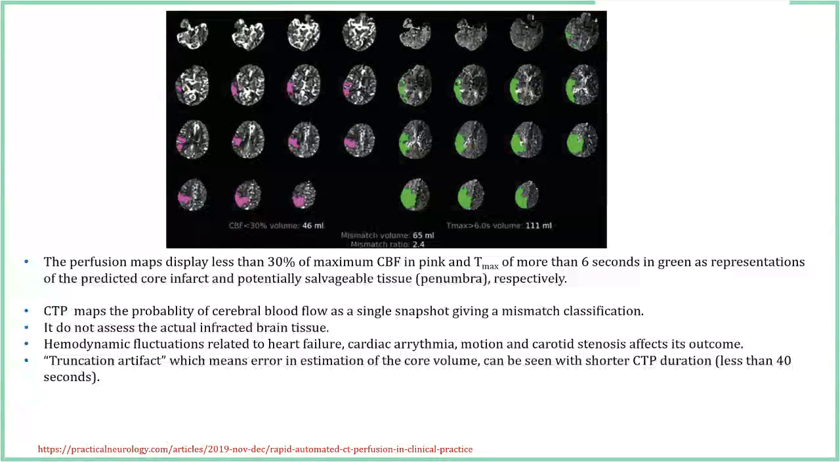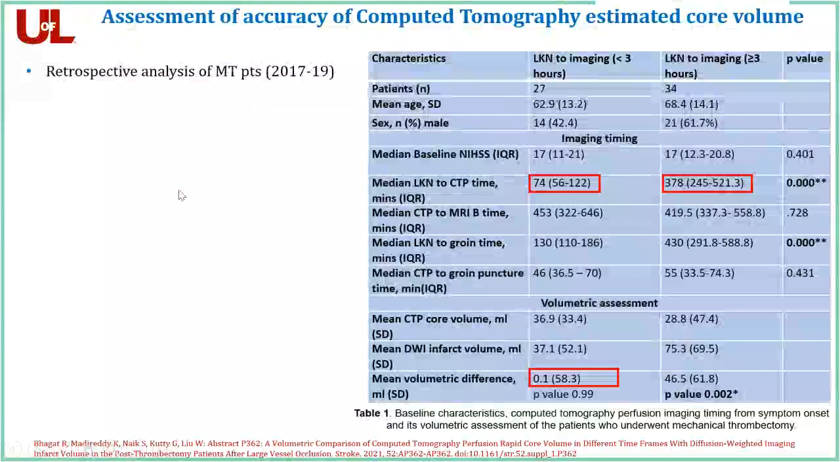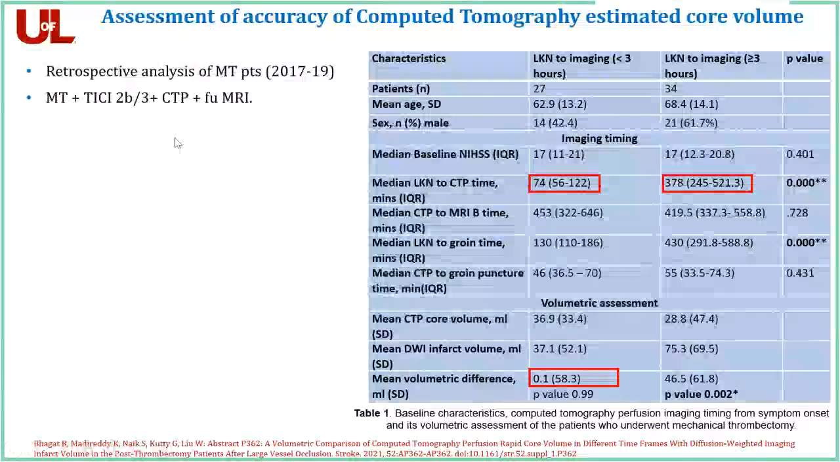As I mentioned before, we did a study to estimate the accuracy of the CTP after large vessel occlusion in our university. It was a retrospective analysis done from 2017 to 2019. We compared the accuracy of the CTP-estimated core volume with the DWI infarct volume. We could not assess the penumbra because of the limitation of the imaging modalities. But we assumed that if the CTP is estimating the core volume accurately, then it might map the perfusion scans and penumbra accurately as well.